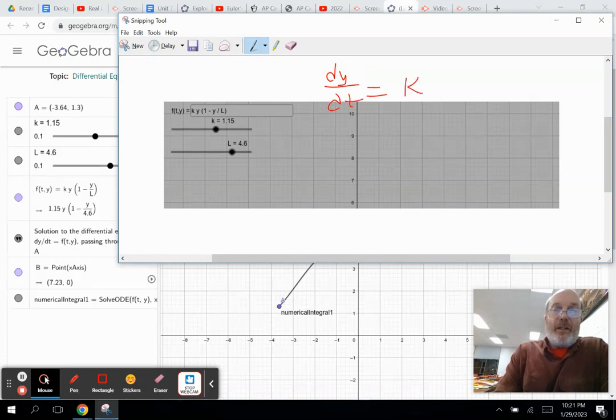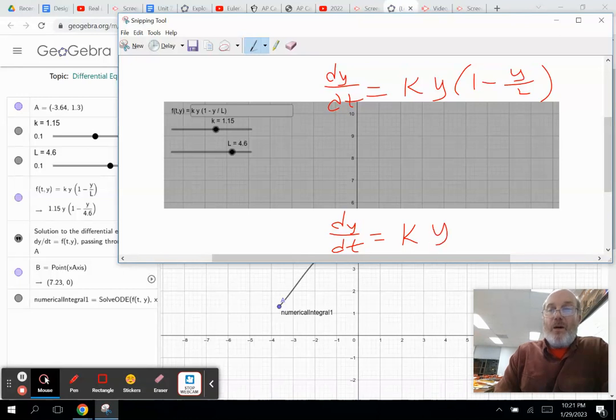And that's equal to ky times 1 minus y over L, where the differential equation in the College Board CED writes it as k times y times L minus y. So how do we get that equal to what we started with in this applet here? Well, if we multiply by 1 over L here and by L here, we've really multiplied this entire right side by 1.